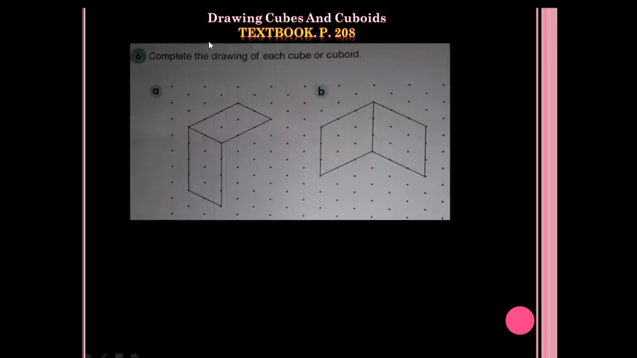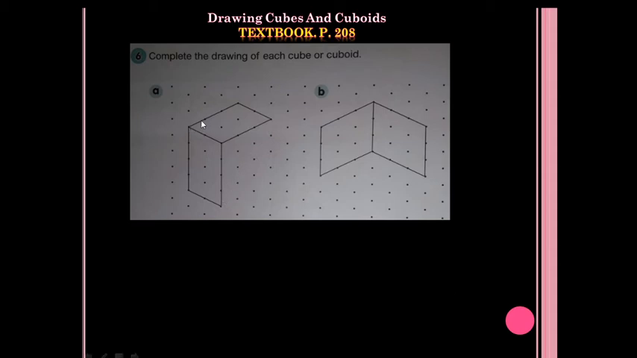Now next, open your textbook page 208. Okay, complete the drawing of each cube or cuboid. So the picture is providing this part, but you have to complete it. Okay, the width 1, 2. The height 1, 2, 3, 4. But you don't have the depth. There is no information for the depth, so you have to make it the same.